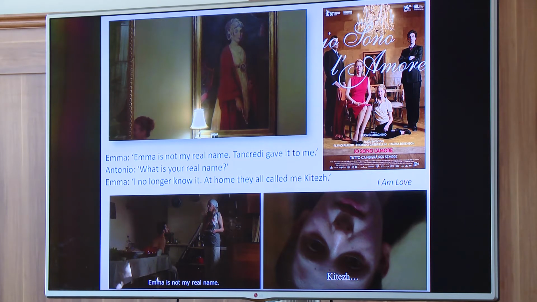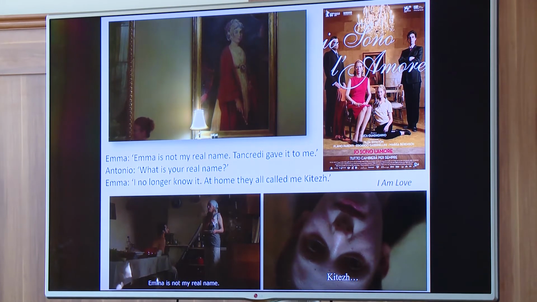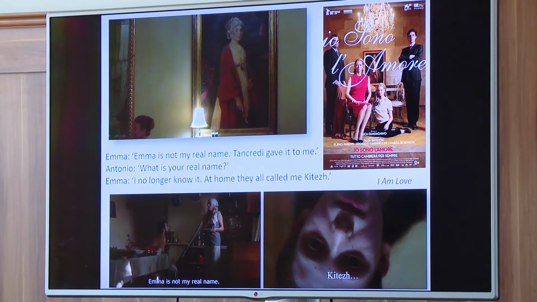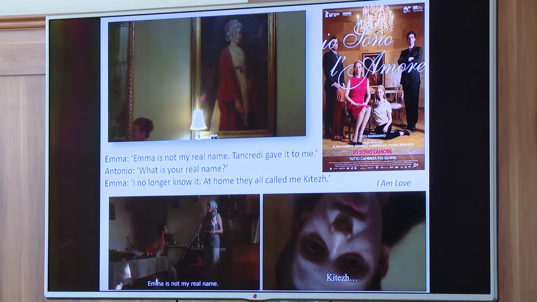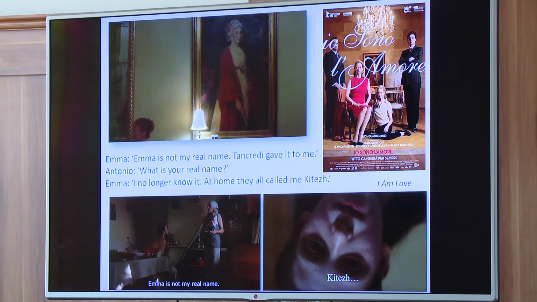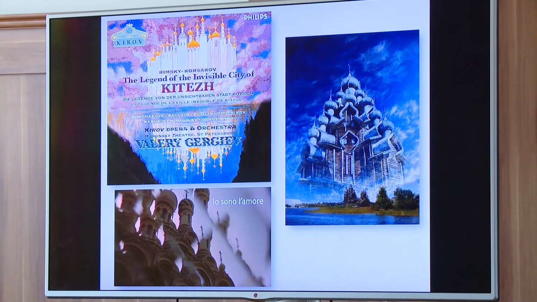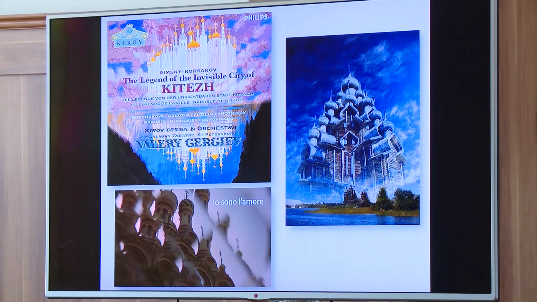Then in the dialogue with Antonia, Tancredi's wife says that Emma is not her real name. At home they all called me Kitish. Kitish is a toponym, the name of a miraculously saved mythical city hidden at the bottom of the lake. The legend became best known from Nikolai Rimsky-Korsakov's opera, The Tale of the Invisible City of Kitezh and Maiden Fevronia.